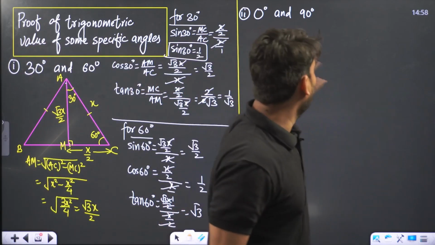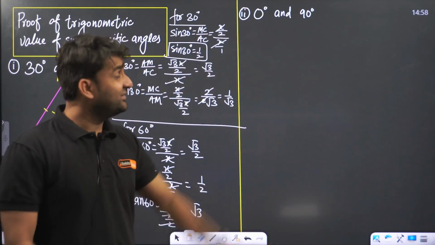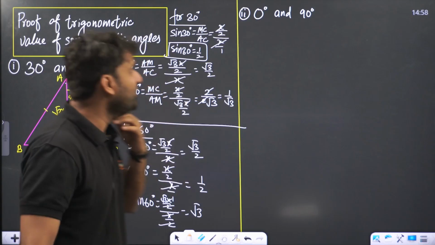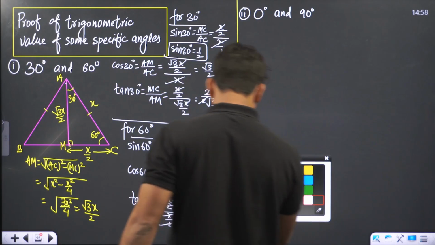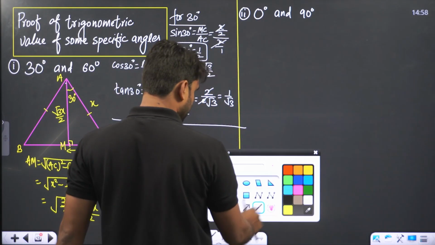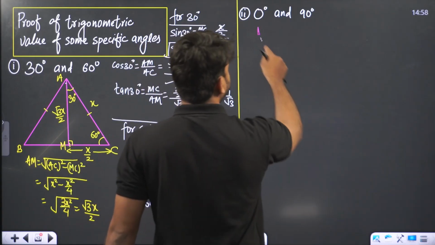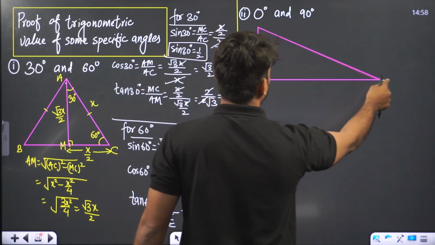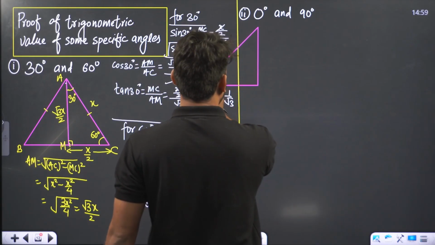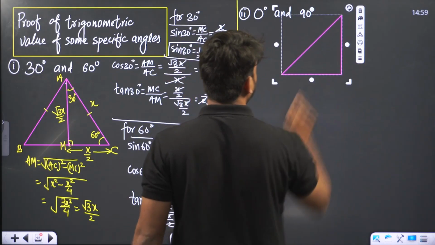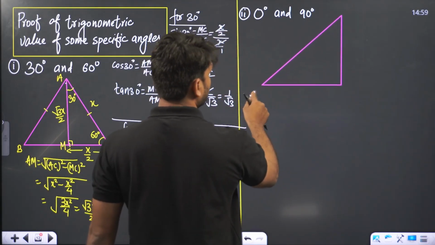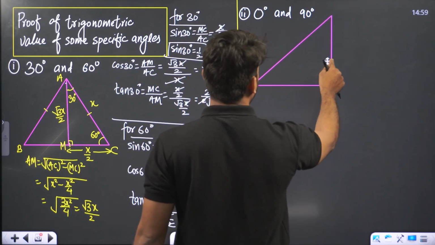Now let's talk about 0 degree and 90 degree. This is really interesting guys. So let's assume I have a right angle triangle. This is the triangle. Okay, so we have this right angle triangle.